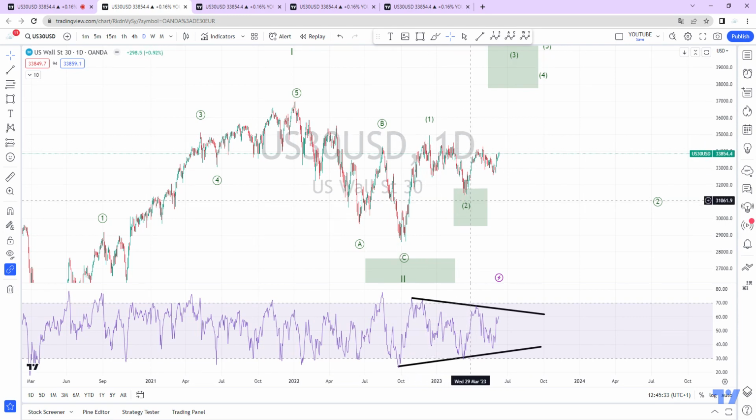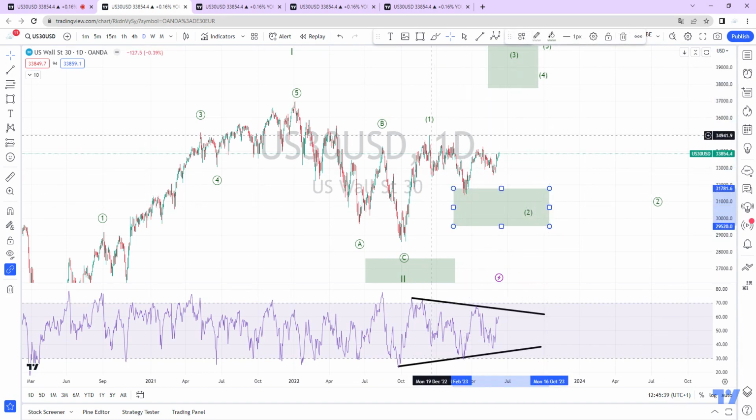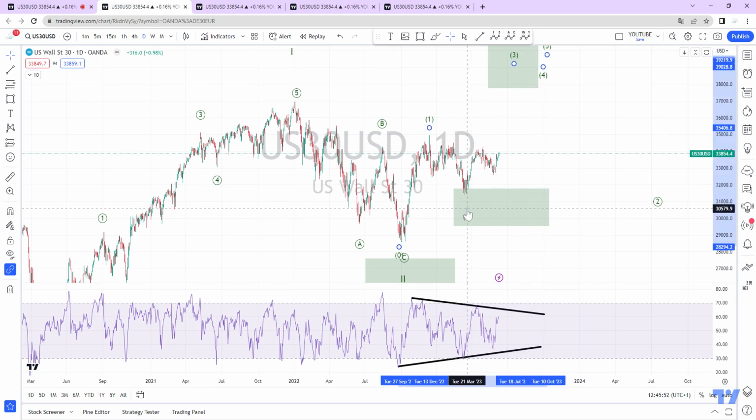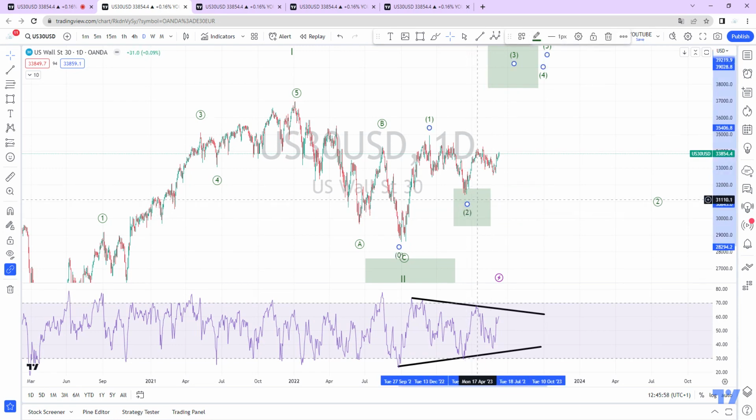What we could still do is something like this, a deeper retracement, like A, B, C, or this would rather be a WXY correction deeper into this area. But we fulfilled the requirement. That's why I draw it like this. That's why this is my primary scenario. But please take into account that this wave 2 correction does not have to be over yet.